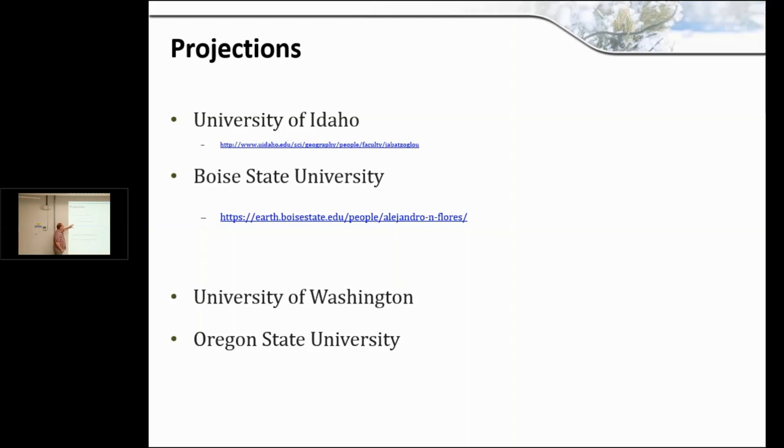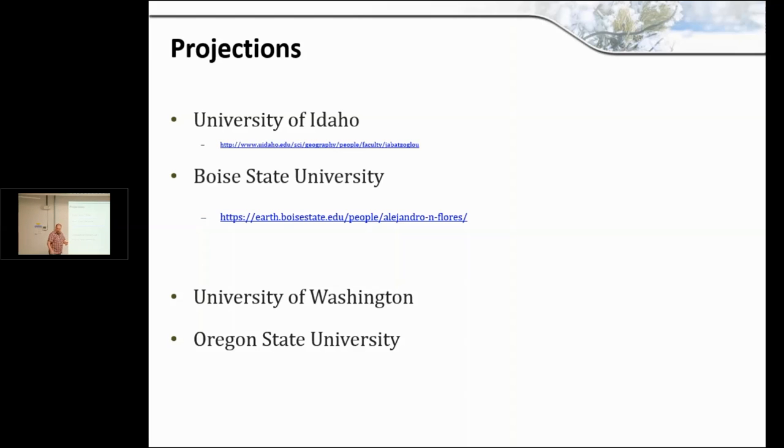Boise State, Alejo Flores, has started working in that arena, and they are doing a lot of really nice work there, and I believe the engineering department there is doing some work also. I didn't put the contacts here or the URLs, but University of Washington and Oregon State are both doing great work, and nearly all of this data is readily available online at their sites. You just have to be willing to go in and get it and dig the data out.